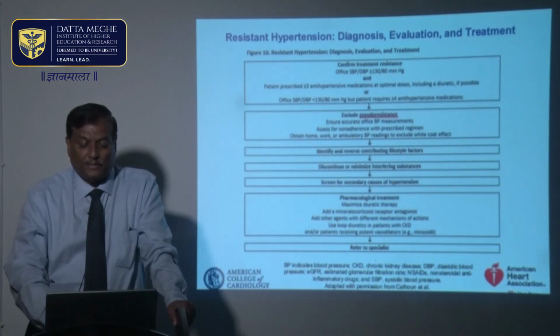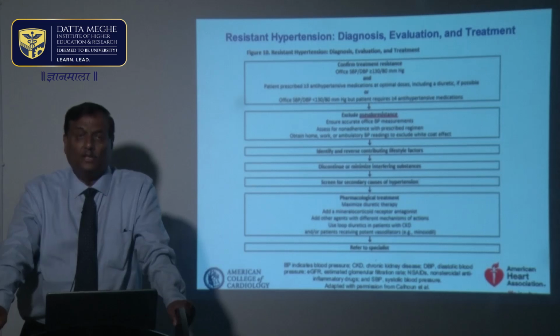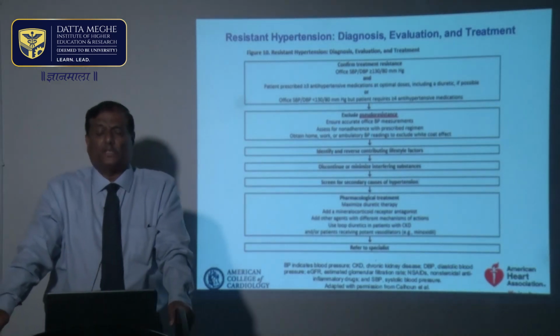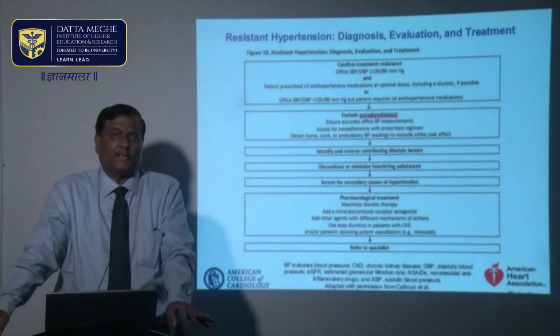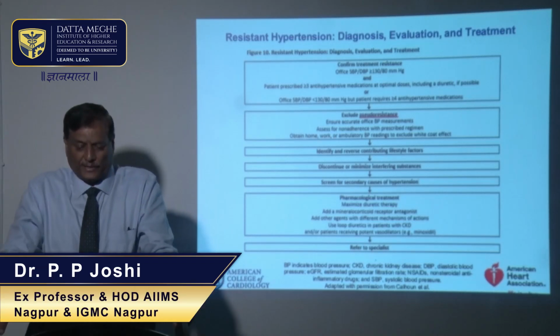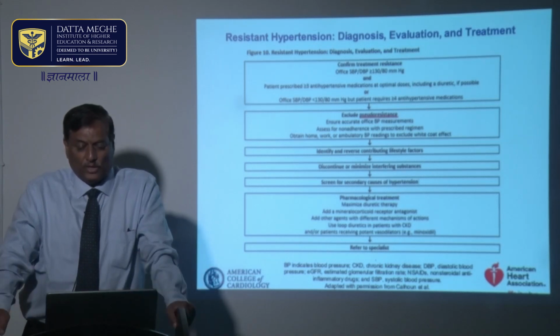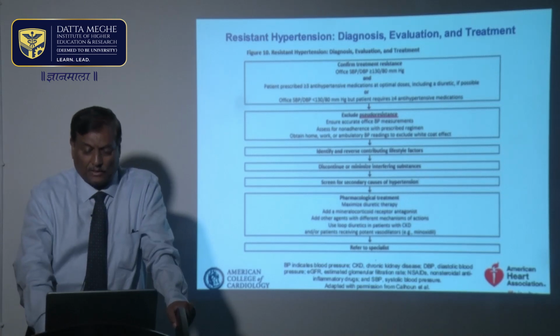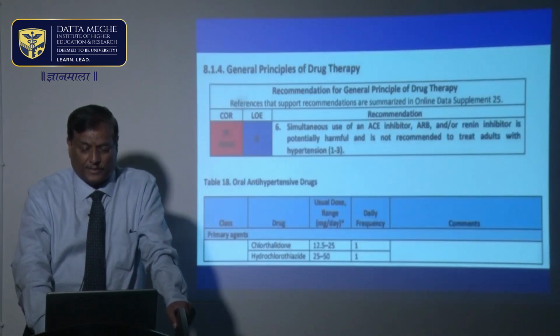Resistant hypertension, I have already told you, is when the office blood pressure remains more than 130/80 with 3 drugs, one of which is a diuretic, used in optimal doses. If the blood pressure continues to be elevated more than 130/80 despite use of 3 medications, that indicates that the patient has resistant hypertension. We have to do specific investigations to rule out secondary hypertension, and further specialist referral is needed here.